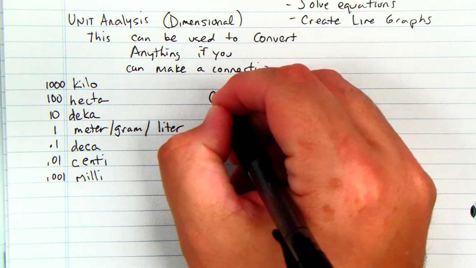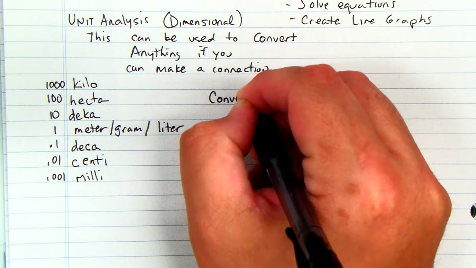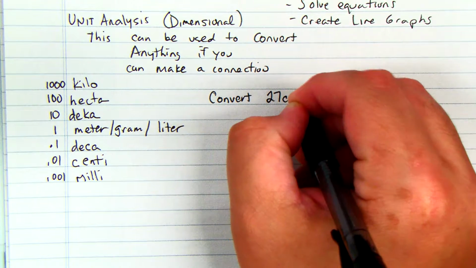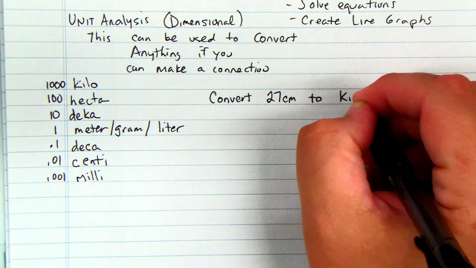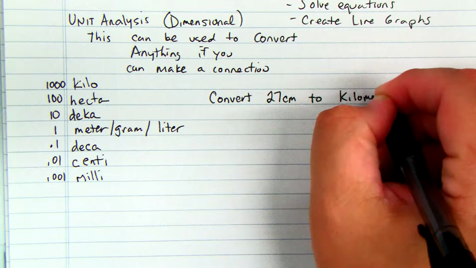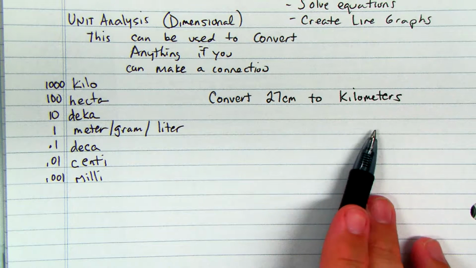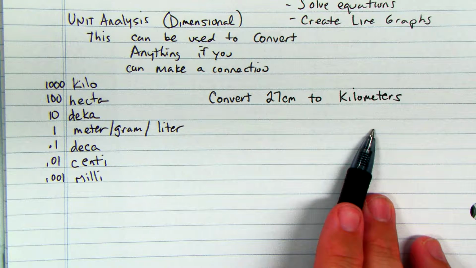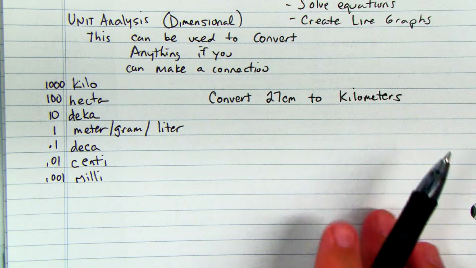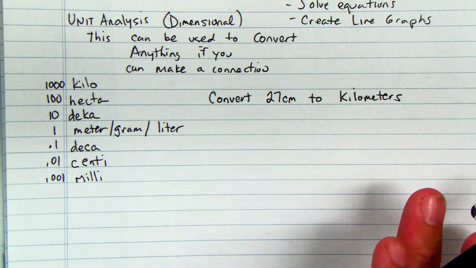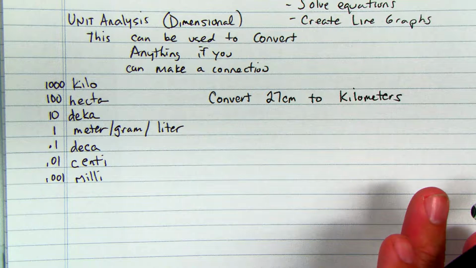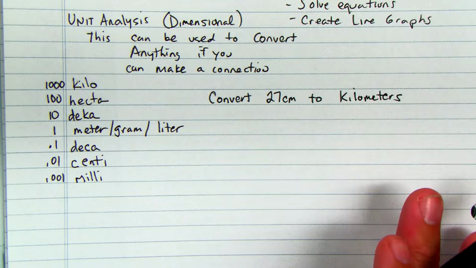So now here's what we're going to do. We're going to convert 27 centimeters to kilometers. So we're going to do something where we're staying in the meter measurement. Meters measures what? Distance or length.